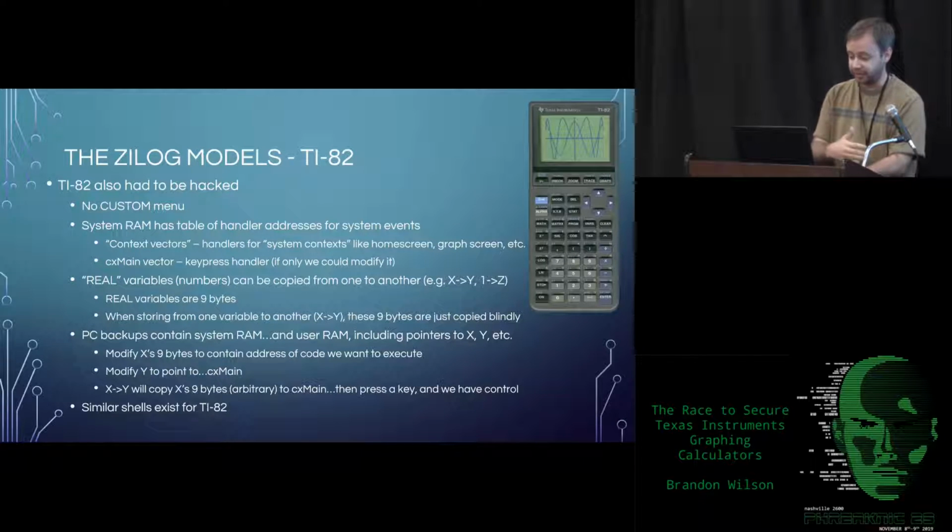So once you do that, CX main's overridden, and then the next time you press a key, you got code running. So that gives us a shell with which to run other programs, just like ZShell on the TI-85.